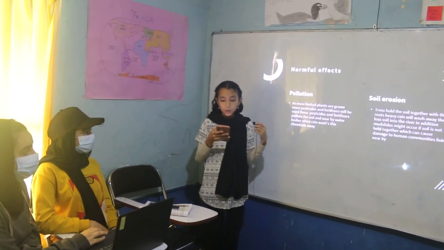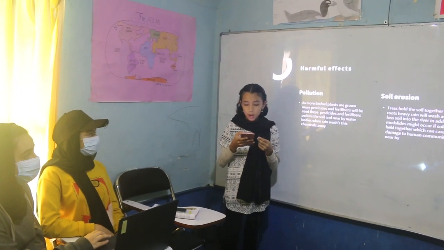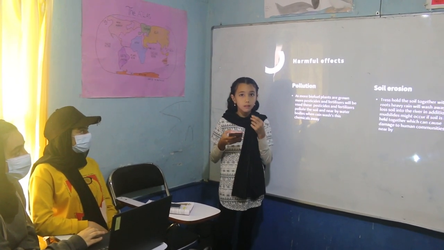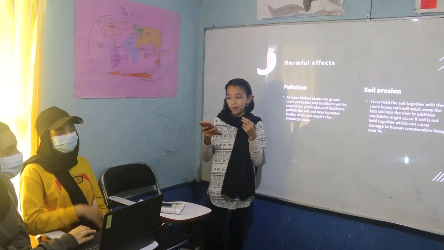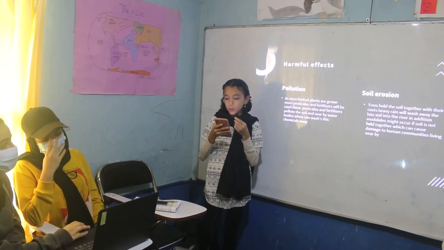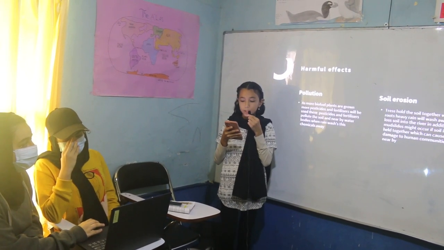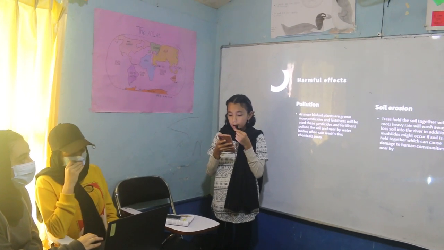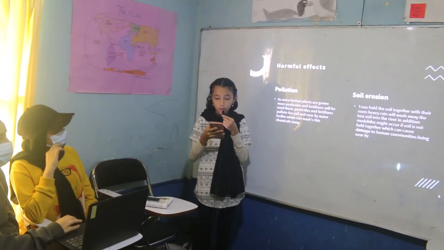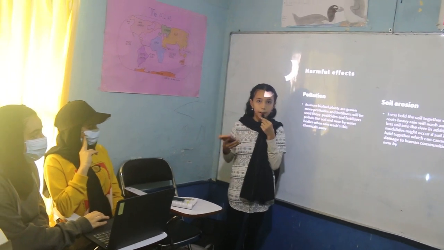Soil erosion. Trees hold the soil with their roots. Heavy rain washes the loose soil away into the river. In addition, mudslides will occur if soil is not held together, which can damage human communities living nearby.